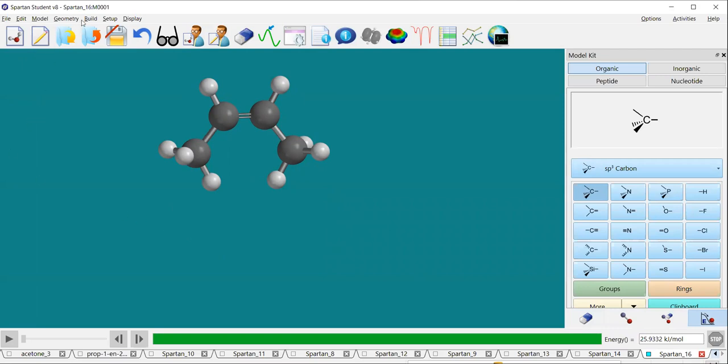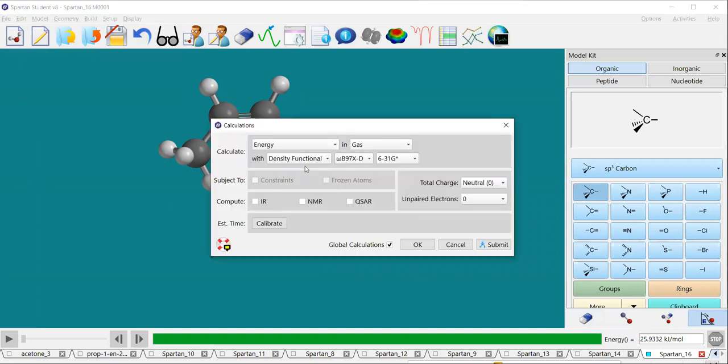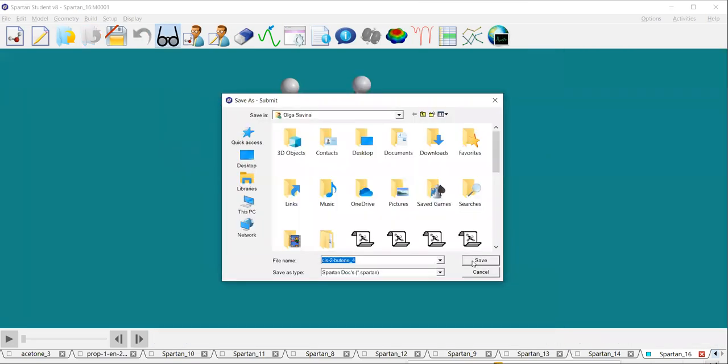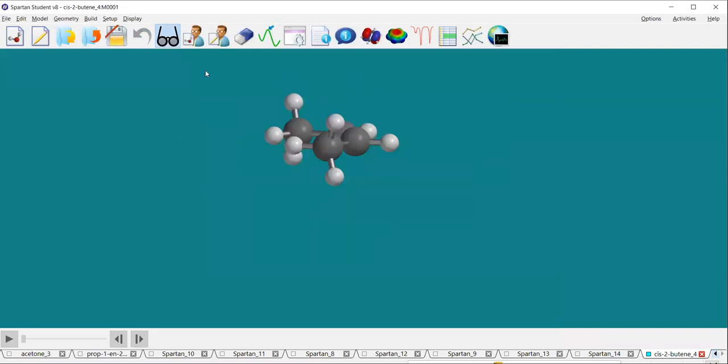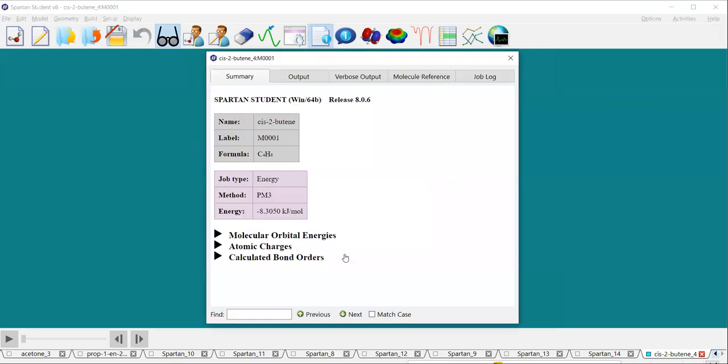What we will do here, we will go to setup, click on calculations, and we will pick up energy, and we don't have over here AM1 method, we have PM3, we will use this method. And we will determine the energy of this molecule on a display. Have to click on output, and the value of energy is given to us. It is negative 8.3050 kilojoules per mole. This is the heat of formation of this molecule according to this method of calculations.